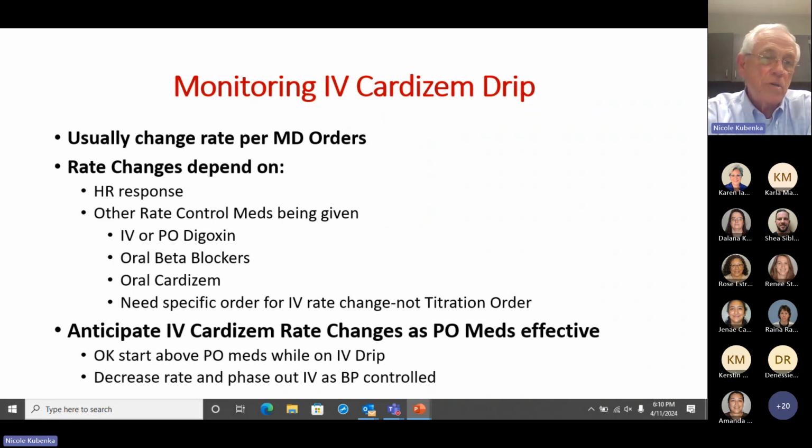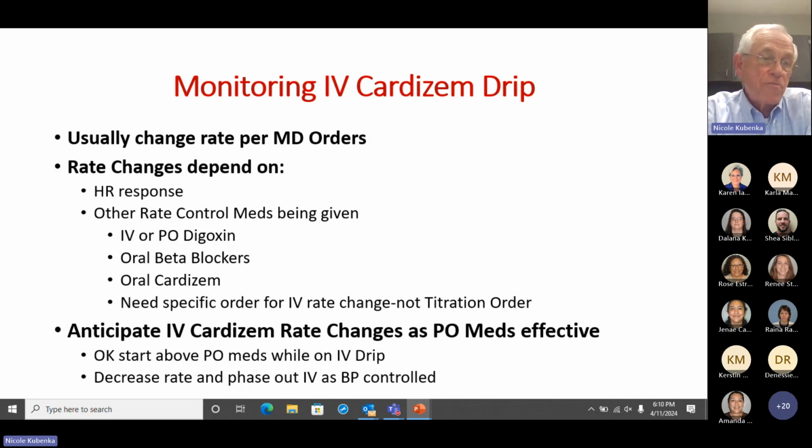So again, usually, unlike titration orders where the doc can say just titrate to keep the heart rate, keep the blood pressure MAP at 65, it's hard to do that with Cardizem. It never made sense to me to say titrate for a heart rate of 70, because then it's all over the place.